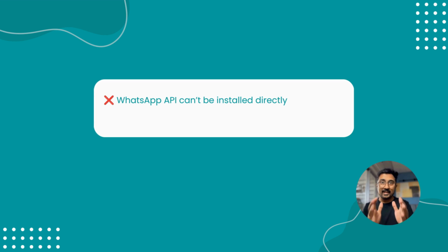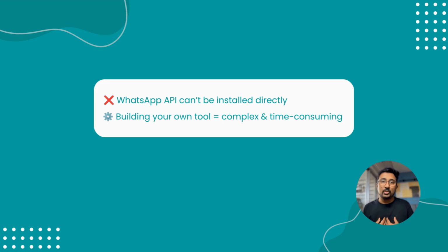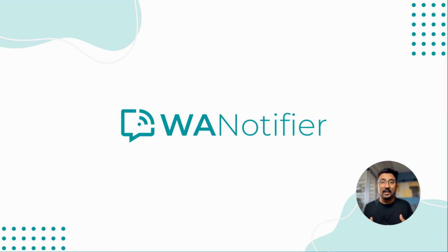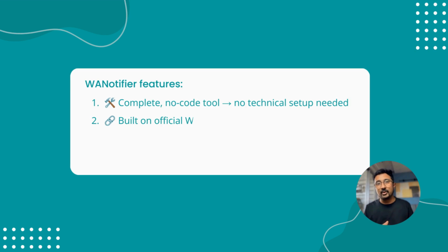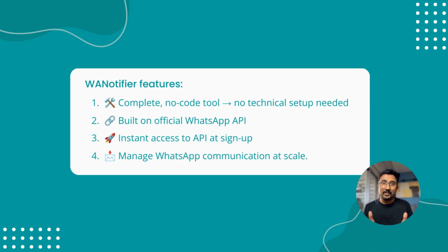With that said, it's important to note here that the WhatsApp Business API isn't something you can install and start using on its own. You either need to build your own custom tool to use the API or access it via a pre-built tool. That's where WANotifier comes in. We offer a complete no-code tool built on top of the official API that you can use to get started easily. As soon as you create an account with us, you get free access to the WhatsApp API as part of the sign-up process, along with all the features you need to manage your WhatsApp communication at scale.